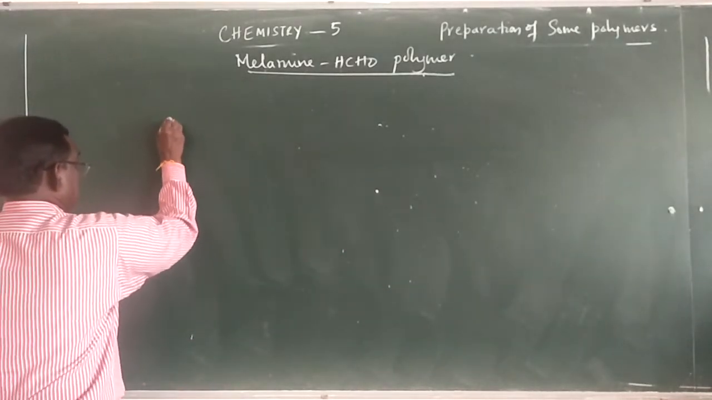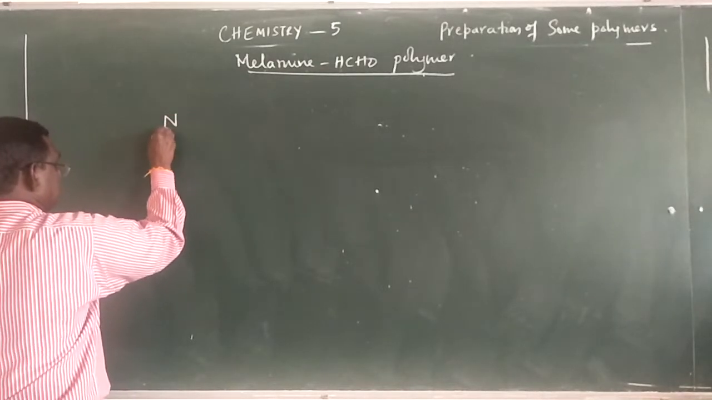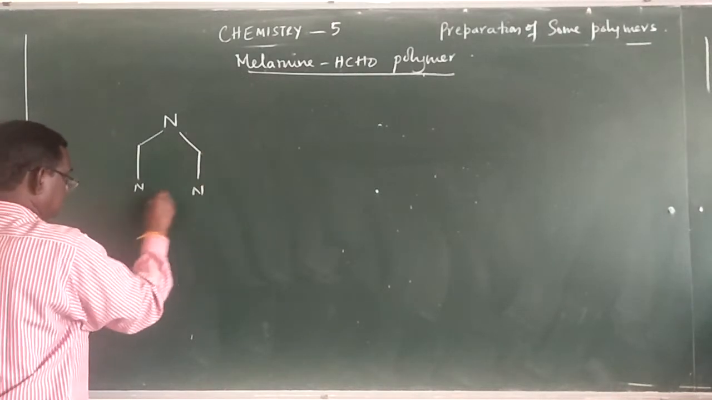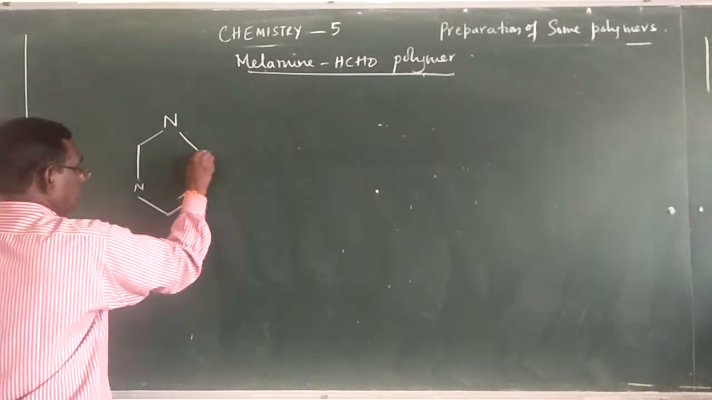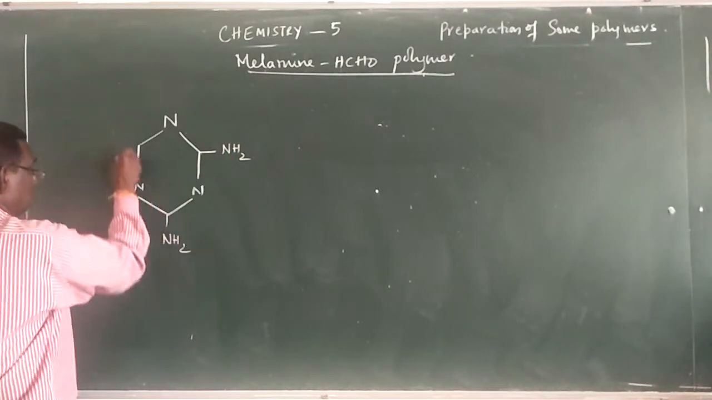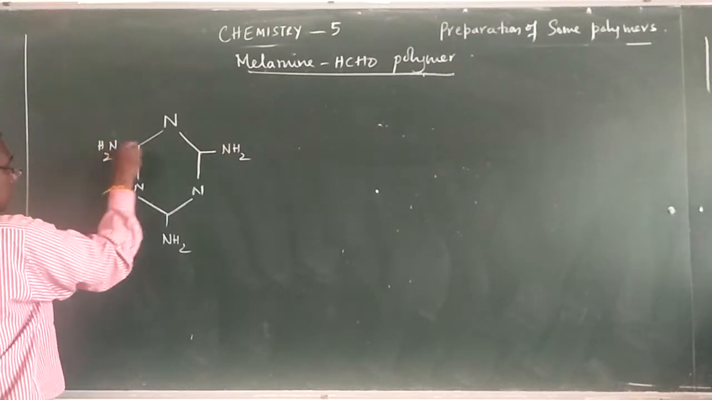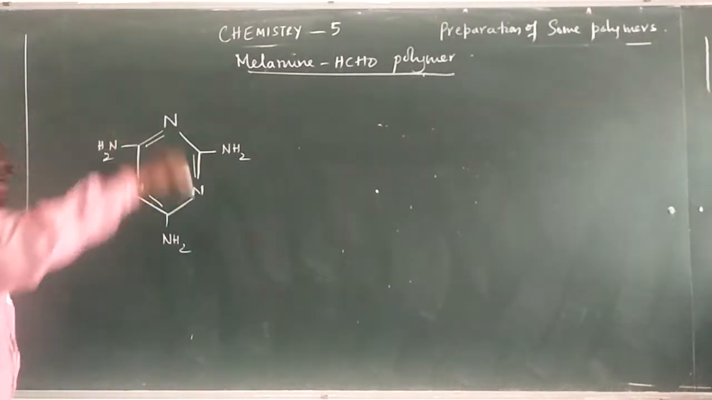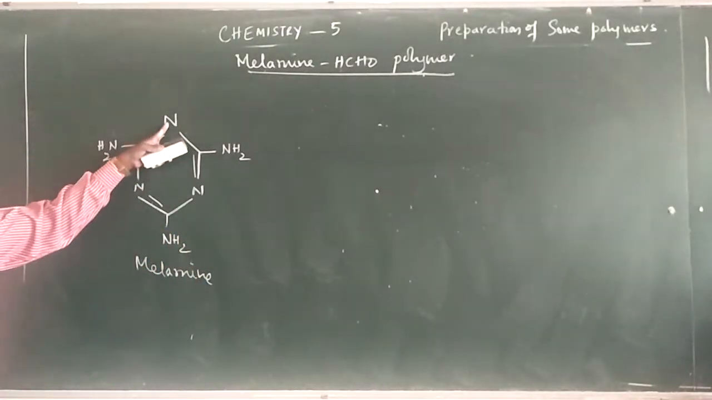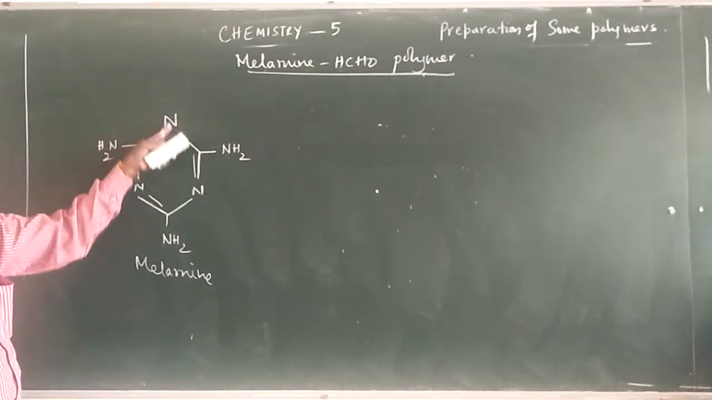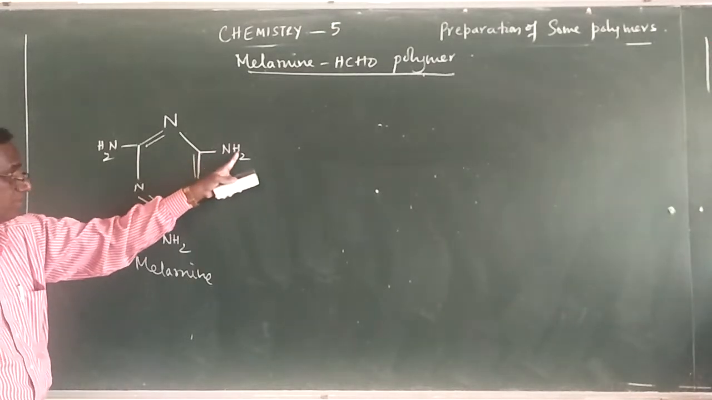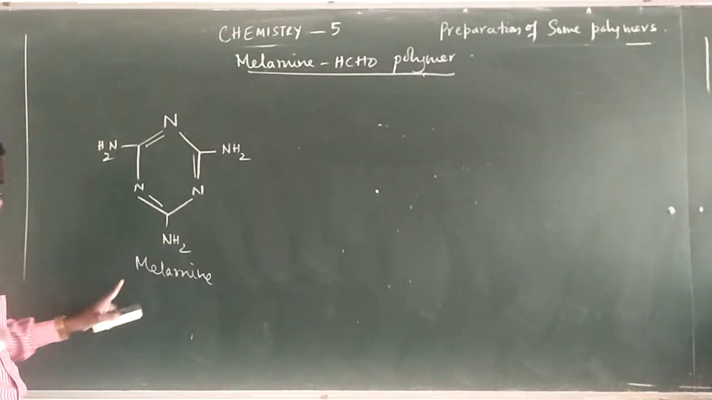So for melamine, you have to write the formula. This is NH2, this is NH2, and this is NH2, with alternate nitrogen and carbon, three nitrogens and three carbons in the ring. At the place of the carbons, you have to write the amino group, that is NH2. So this is called melamine.